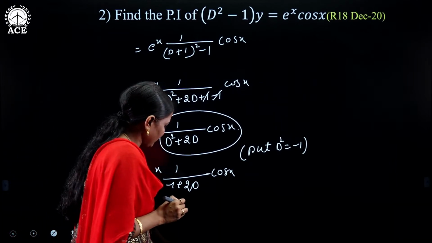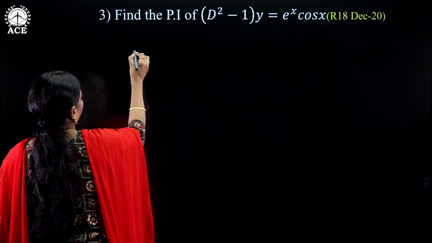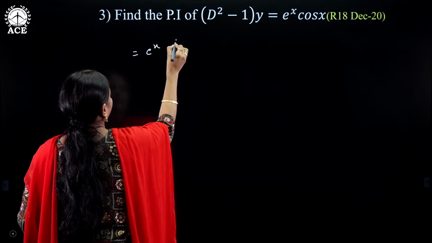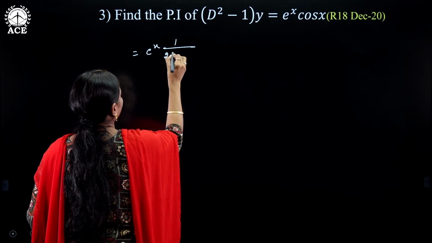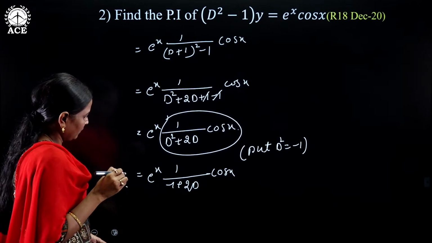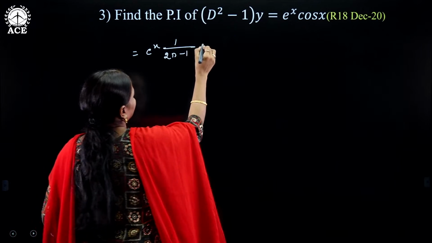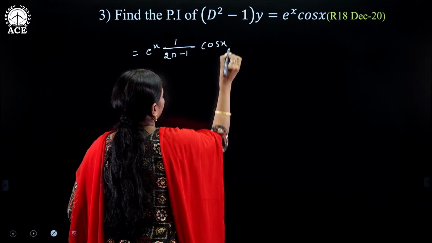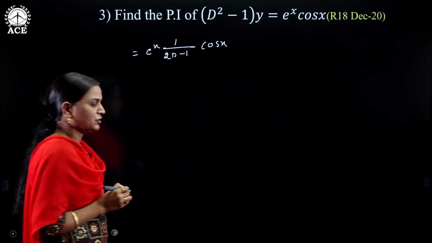So how to write this one? Which is equal to e power x into 1 by 2D minus 1 into cos x.